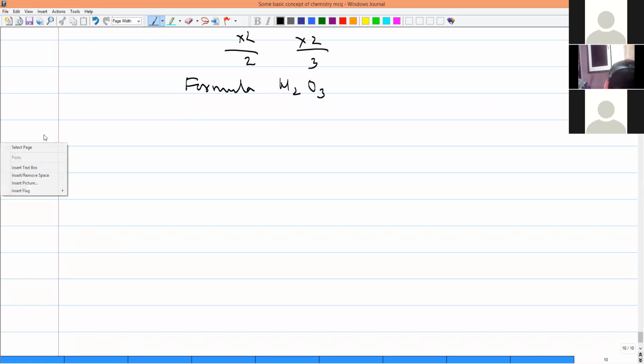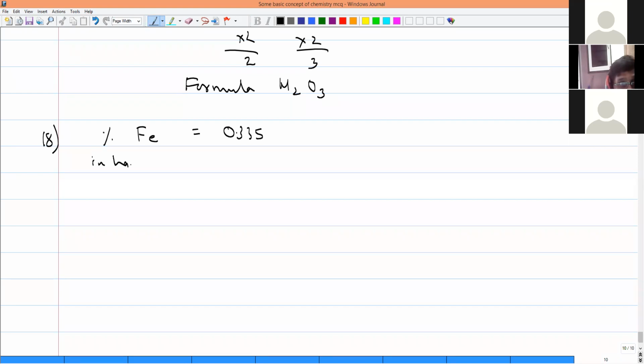Question number 18. Percentage of Fe is given is 0.335 in hemoglobin. Now, what is the percentage ka formula? Percentage equal to weight of substance upon molecular weight of substance multiply by 100.